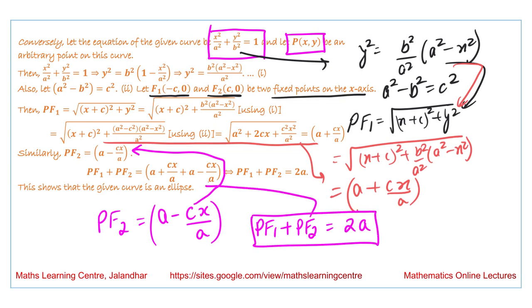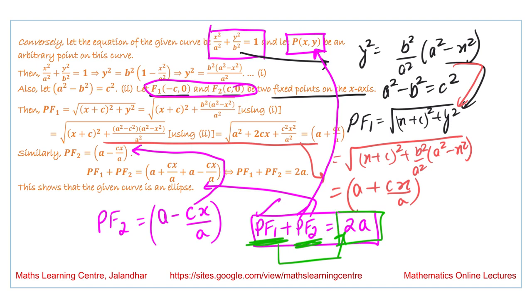And this proves that we are talking about this point P, any point on the ellipse. These are the two fixed points we have, F1 and F2. So what we have proved is that the distance of this point P from two fixed points is constant, 2a, that is the length of the major axis. So we are saying the given curve is an ellipse.